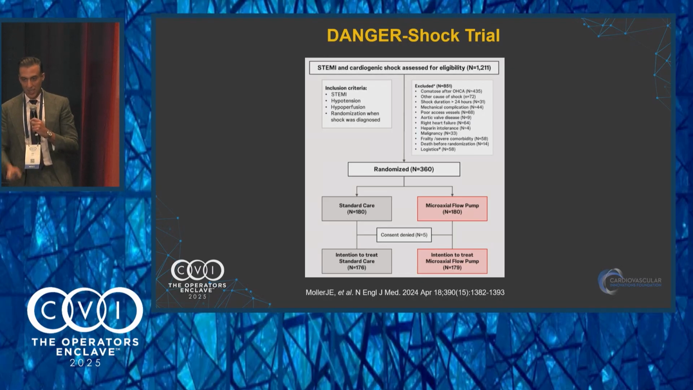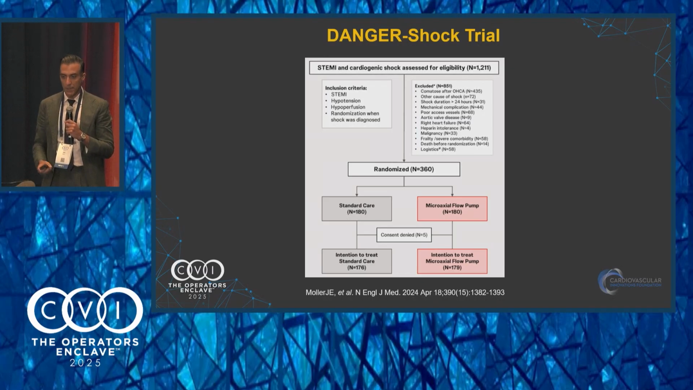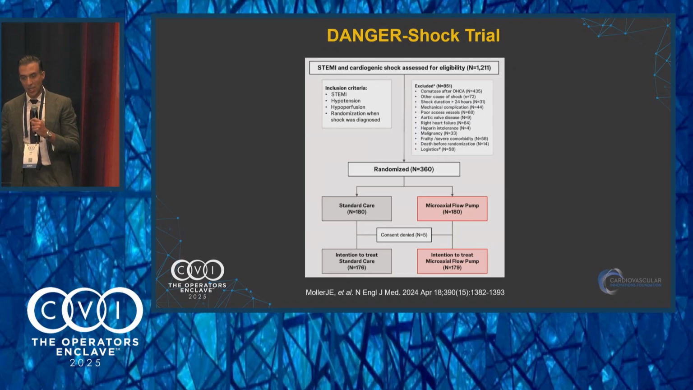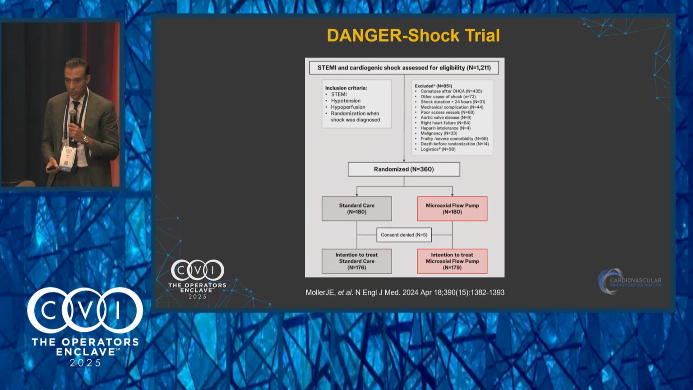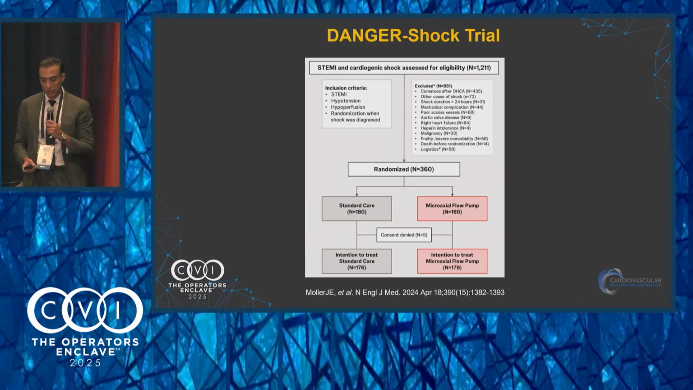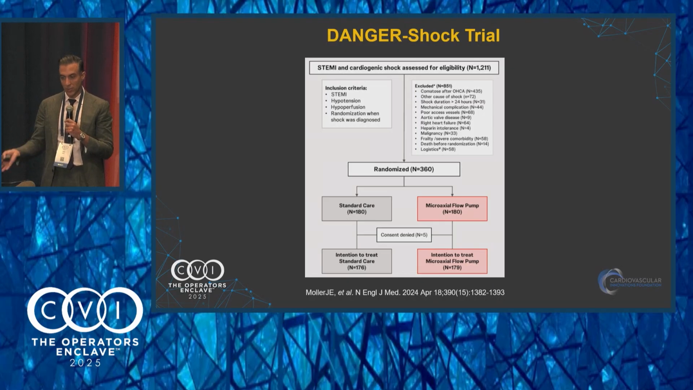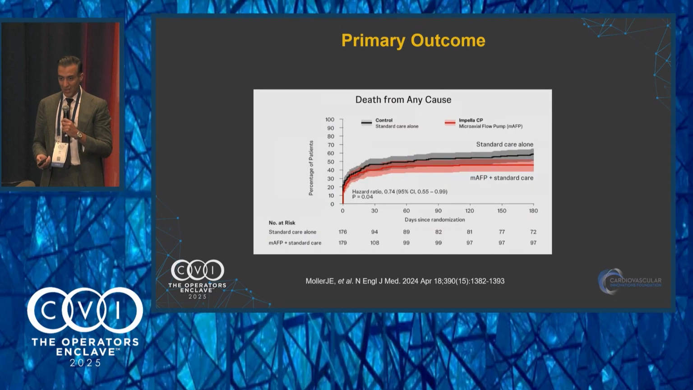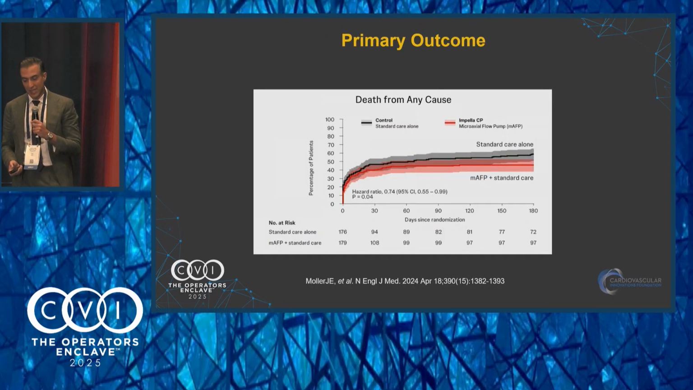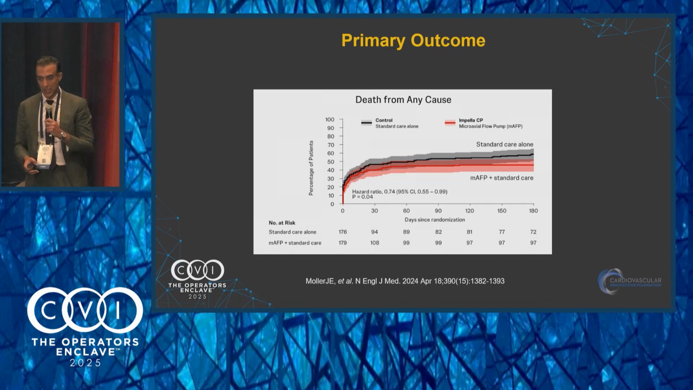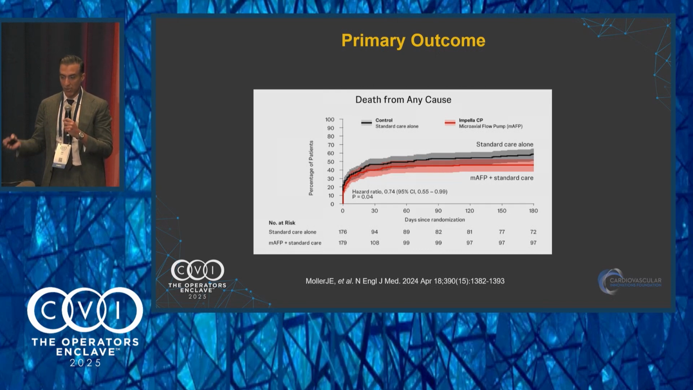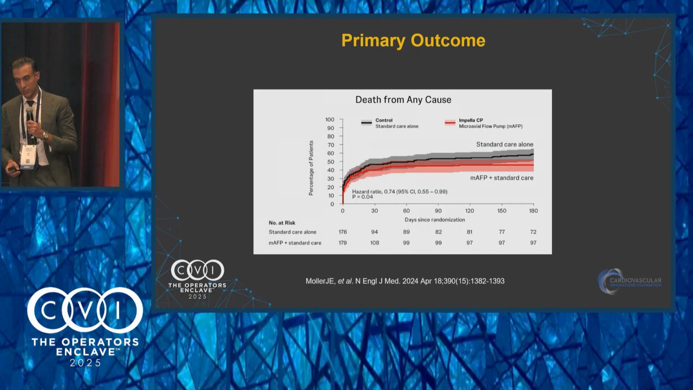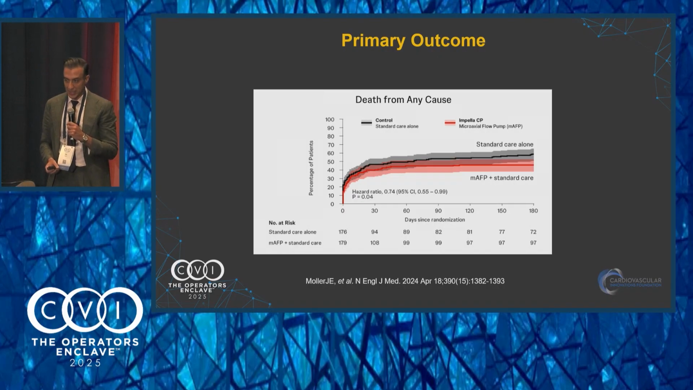You've all seen the slide probably 100 times already. Inclusion criteria: patients with STEMI, hypotension defined as SBP of less than 100, signs of hypoperfusion, including lactate more than 2.5. 360 patients were randomized in a 1-to-1 manner to standard care versus Impella CP device. You've all seen the result, significant toward the treatment arm, Impella CP, a 12.7% reduction in all-cause mortality at 180 days with a number needed to treat of 8.